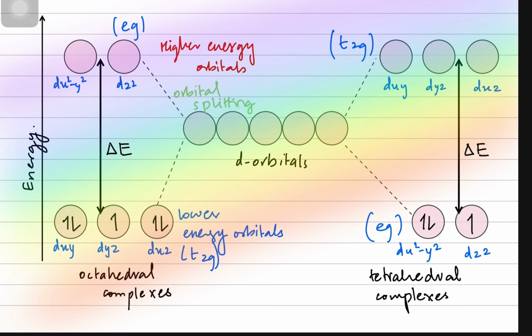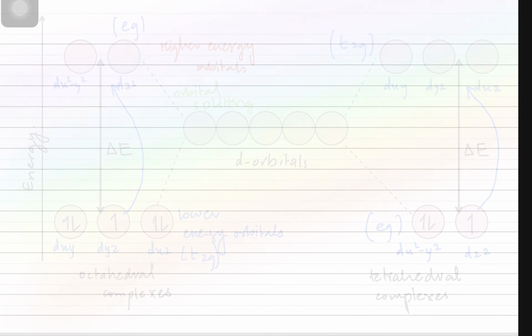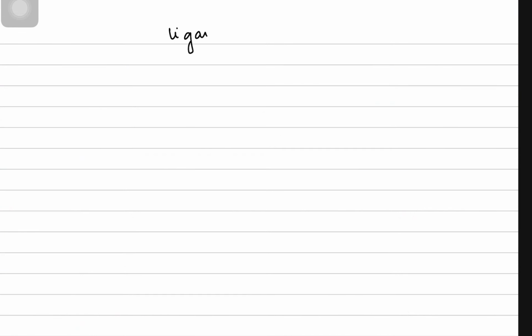And when an electron from the lower energy orbital absorbs a photon from the visible light region, it jumps, it excites to a higher energy level. So a photon is absorbed, and this energy is absorbed by the electron so that it can jump from the lower energy level d orbitals to a higher energy level d orbital. And the remaining photons are reflected, which impart color.